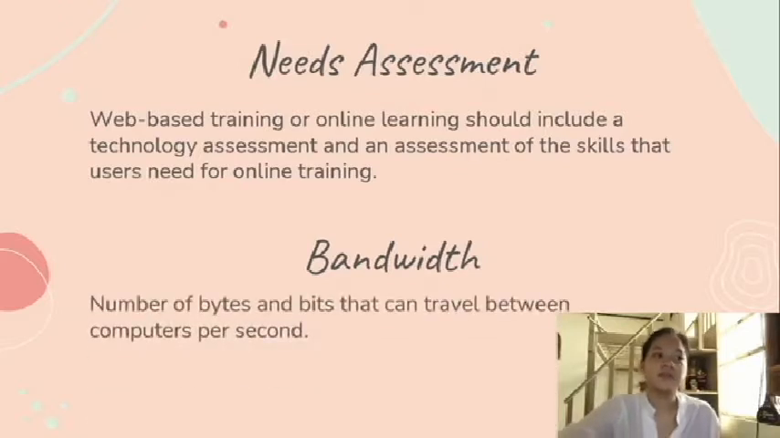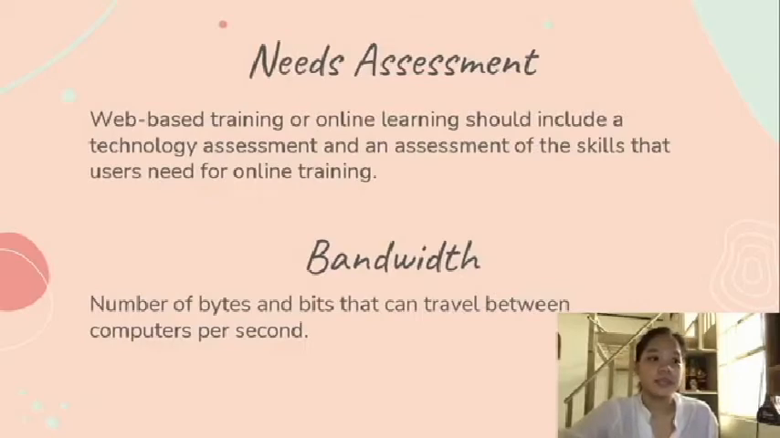So the next one is bandwidth. It is the number of bytes and bits of information that can travel between computers per second. Graphics, photos, animation, and video in courses can be slow to download and can crash the system. Online learning courses should be designed for the available bandwidth of the company's system. Bandwidth can be increased by upgrading access speed on the users' computers, buying and installing faster service and switches, like computer hardware, on the company's network, or encouraging trainees to access the web when demand is not high.